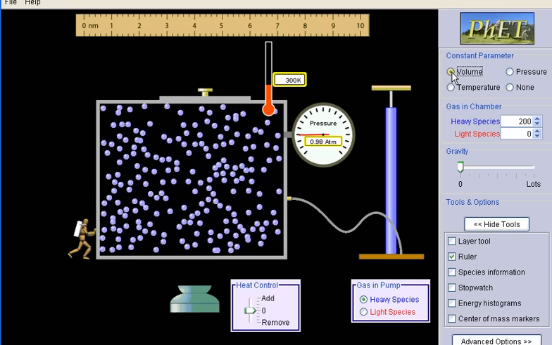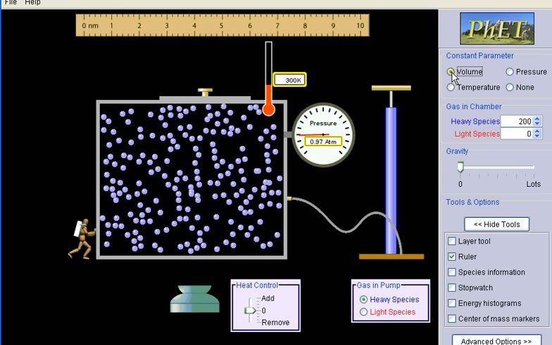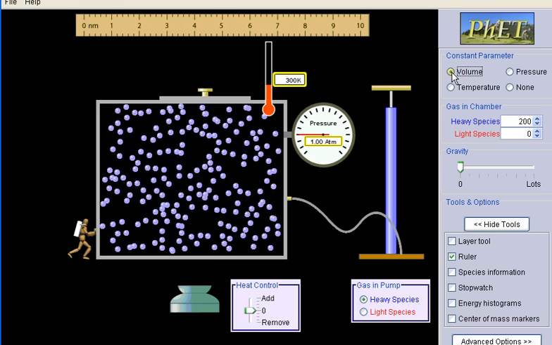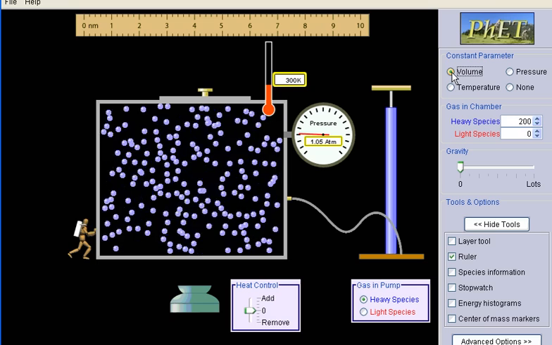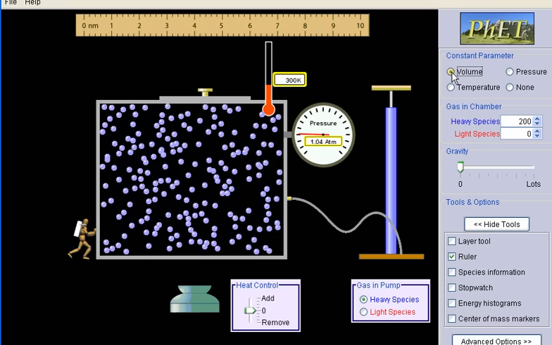Now, I want you to get 5 total temperature changes. One between 100 and 200, one between 200 and 300, one between 400 and 500, and one between 500 and 600.